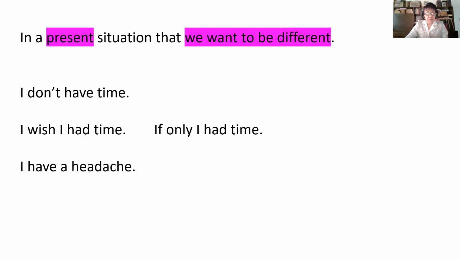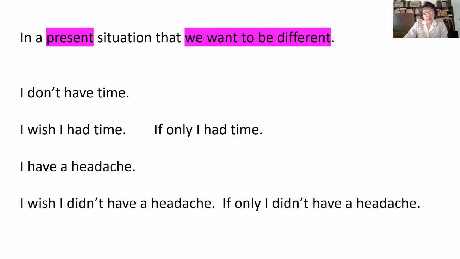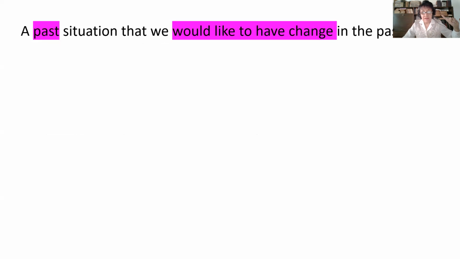Another example, I have a headache. In this moment, I have a headache. So I want the situation to be different, and I express it this way. I wish I didn't have a headache. In past, didn't have. No, haven't. Okay, didn't have. If only I didn't have a headache. The same case.